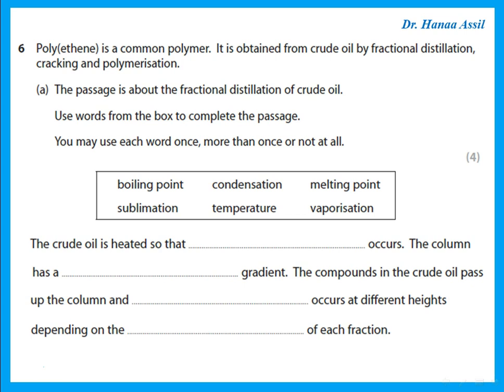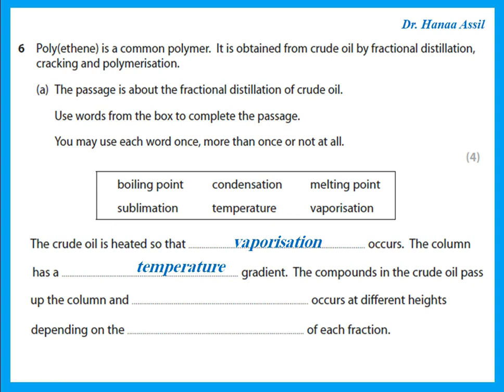Okay, the crude oil is heated so that what occurs? We remember that when we're doing fractional distillation of crude oil, the first thing we do is heat the crude oil so that vaporization occurs. The column has a temperature gradient. Remember that. The column is hot from down in the fractionating column, and as we go up, the temperature decreases so that the ones at the top have lower boiling point. So this is called a temperature gradient, a gradual change in temperature.